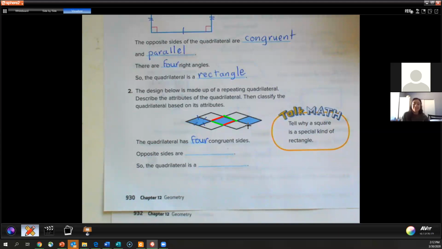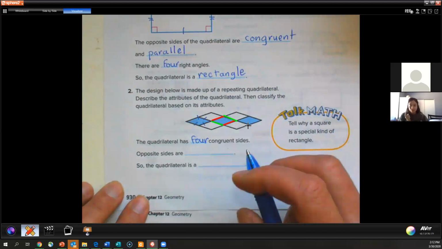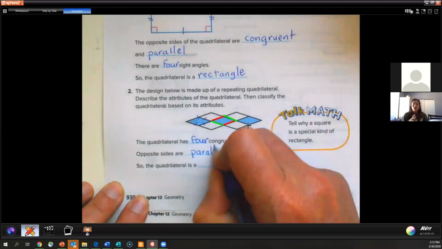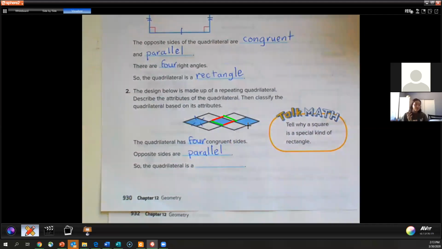All right, so this one is going to say the opposite sides are, and think to yourself what you could put right there. If you're thinking the word parallel, you would be correct, because each pair of those opposite sides, both the pair of red and the pair of green, will never intersect or cross one another. So we're going to go ahead and write parallel right there.